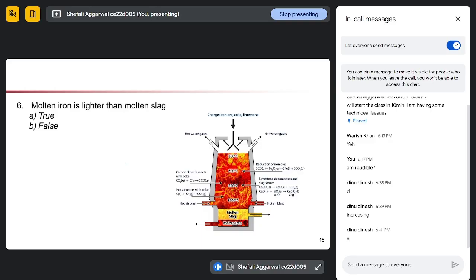Next question is, molten iron is lighter than molten slag. True or false?